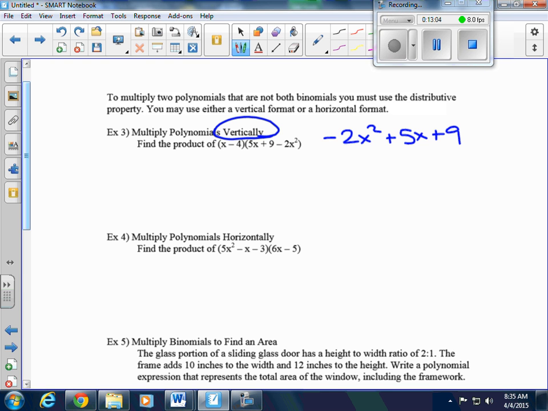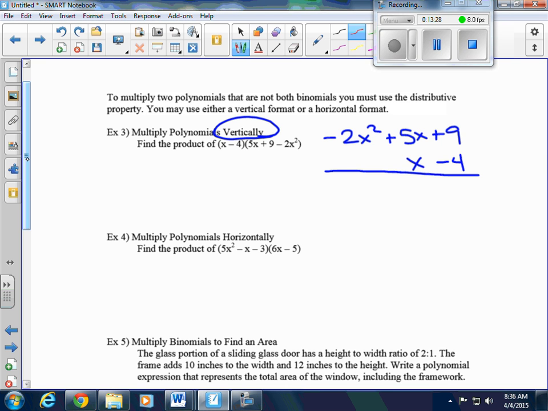I'm going to take my biggest one, my trinomial, and always have that on top. And then I'm going to take my x minus 4 and line them up according to terms again. Notice the 9 and the 4, they're both constants. They go in one column. The 5x and the x, they're both x terms. They're going to be there as well. So now what we're going to do is multiply.